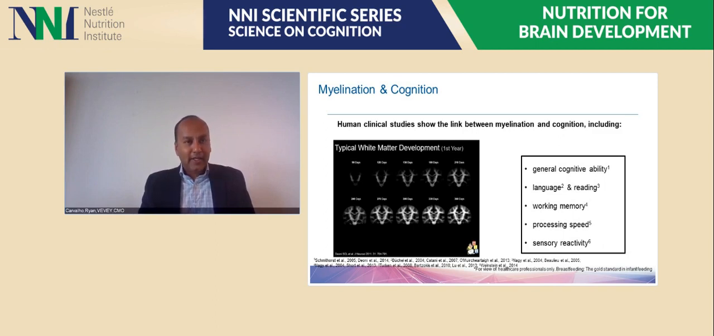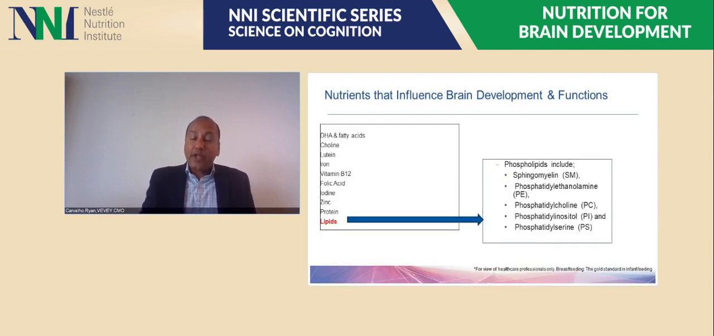So let's take a look at one of the features. When we talked about the various factors that impact neurodevelopment and neurocognitive function, we know that nutrition plays a role. We know that myelination correlates with some of these cognitive outcomes. And we know that certain nutrients impact myelination. And what we're going to focus on today is on lipids, particularly phospholipids.